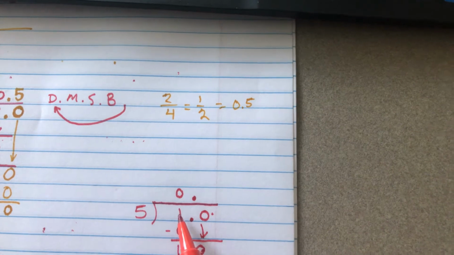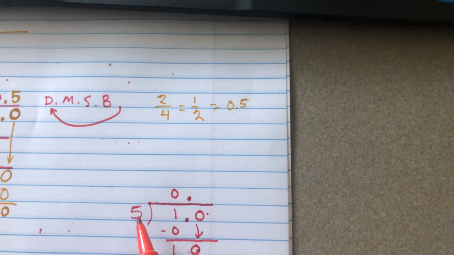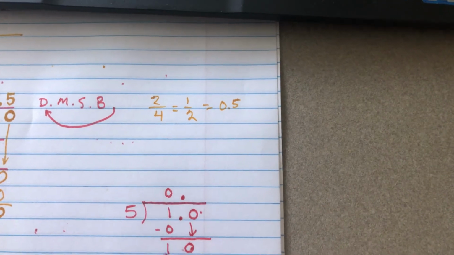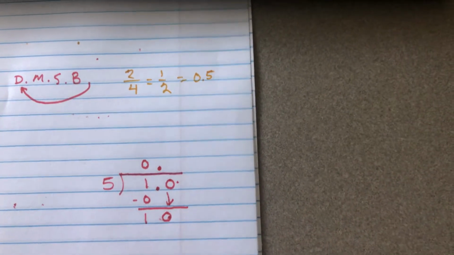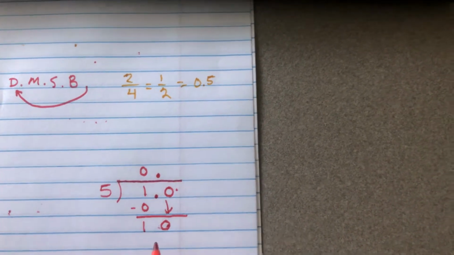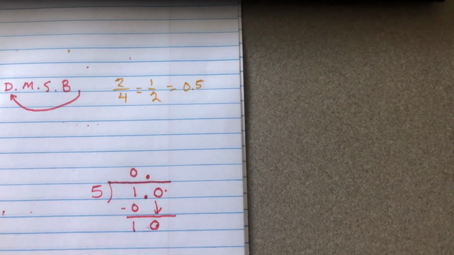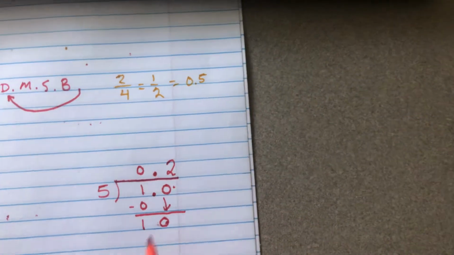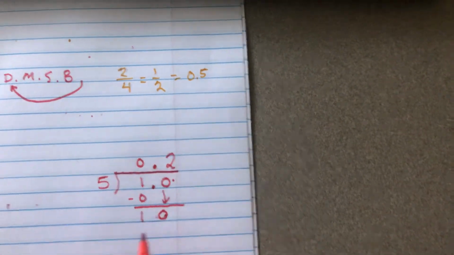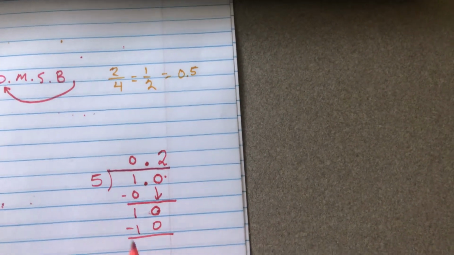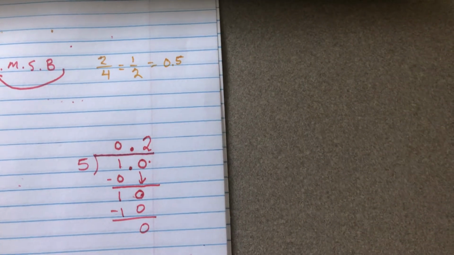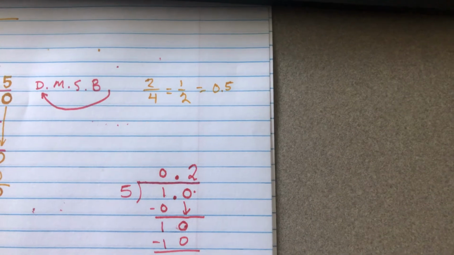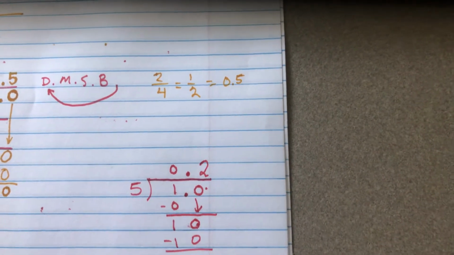We divided 1 divided by 5. That's 0. Doesn't happen. And now we brought down, so now we're dealing with the 10. How many times does 5 go into 10? 2. 10 divided by 5 is 2. 2 times 5 is 10. Subtract. You have 0 left over. So we end up with 2 tenths.